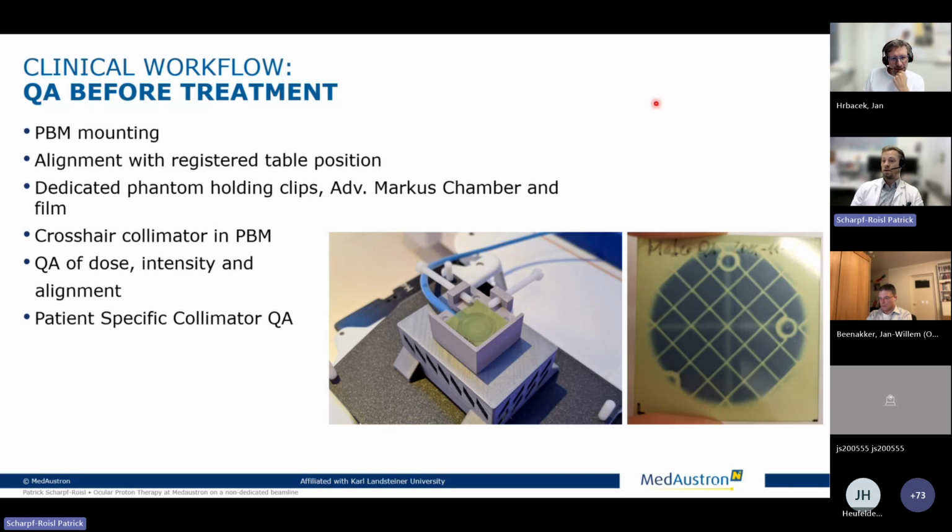We therefore developed a dedicated phantom which holds clips for registration purposes, an Advanced Markus chamber for absolute dose measurements, and also a film for alignment measurements. Additionally, we also measure the dose intensity during this QA process. We have a crosshair collimator mounted in the passive beam modifier to verify the position. Afterwards, of course, we also perform a patient-specific collimator QA. The whole QA process takes roughly 10 to 15 minutes, depending on the experience of the medical physicist on duty.